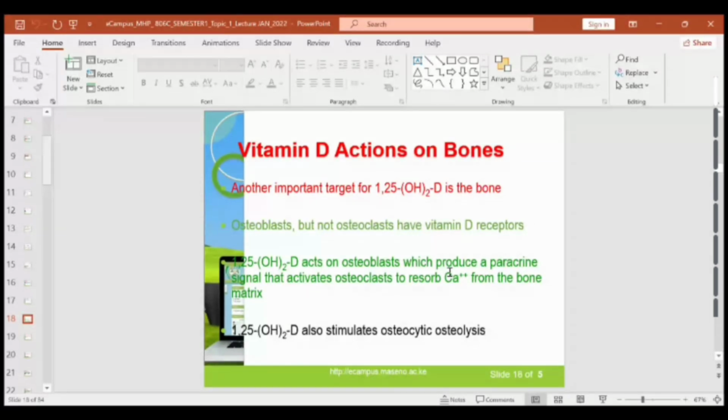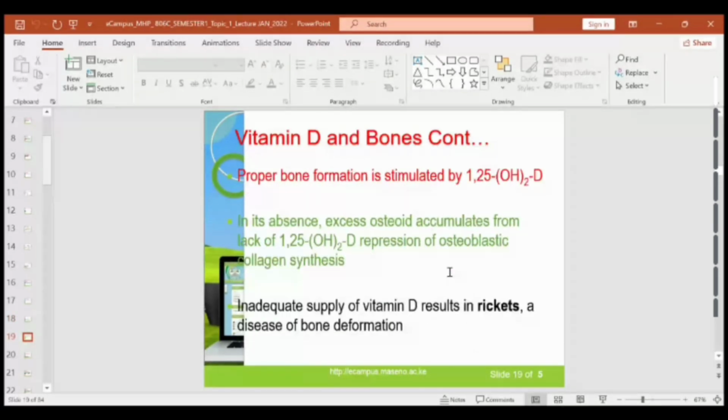Let's proceed. So the activated vitamin D3, or 1,25-dihydroxycholecalciferol, also stimulates the osteocytic activity, meaning it causes the process of bone resorption. So proper bone formation is usually stimulated by vitamin D3. So what happens in its absence?